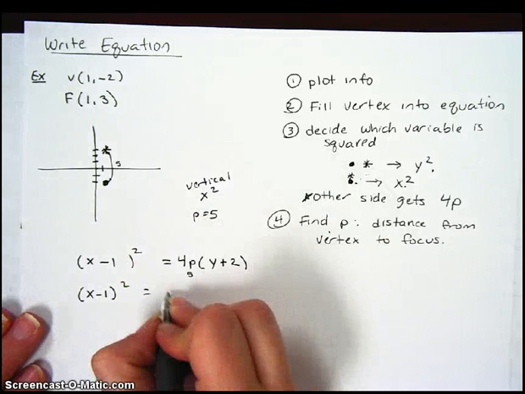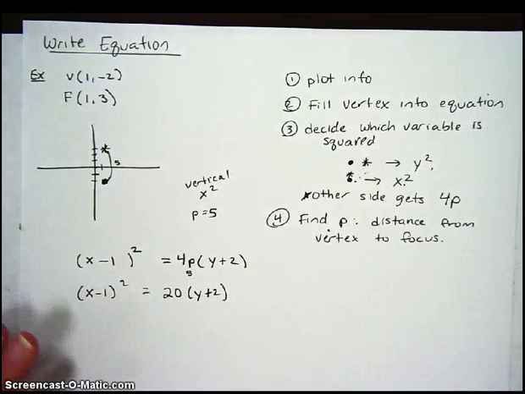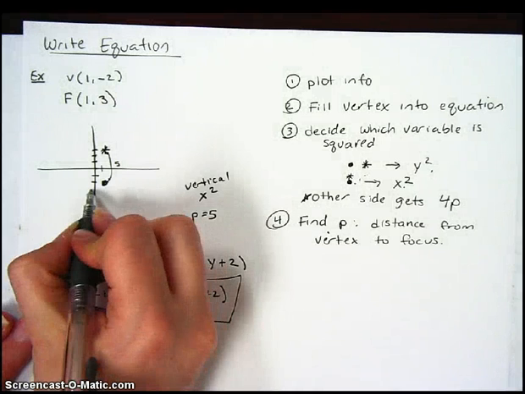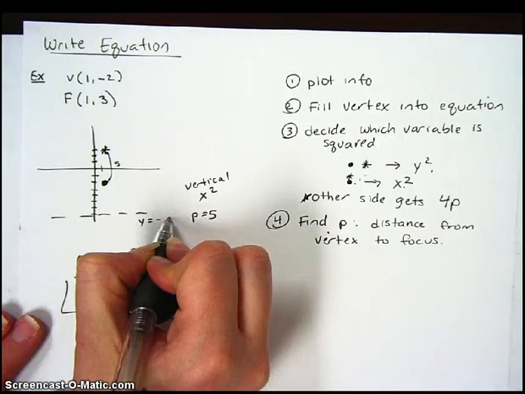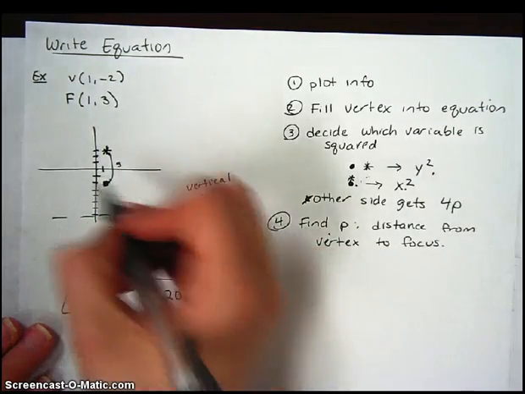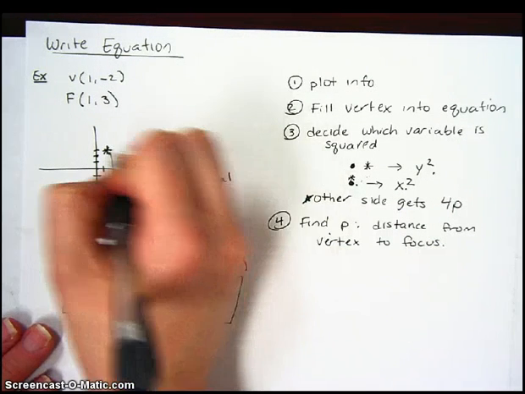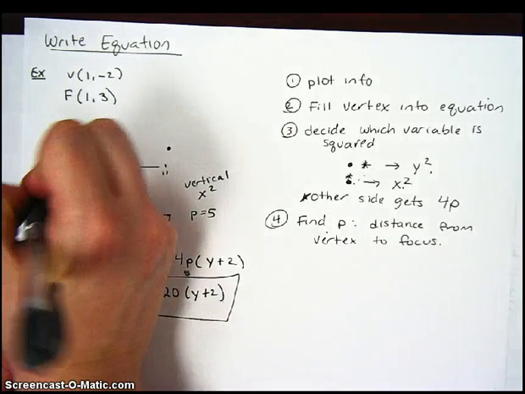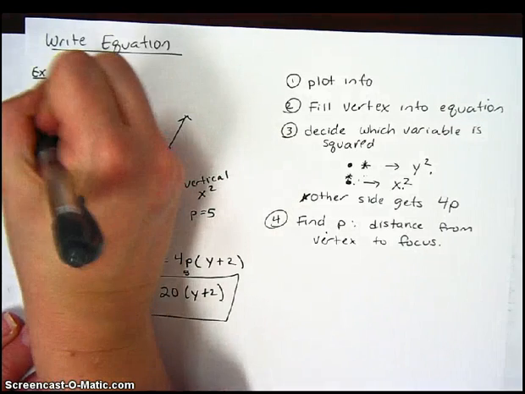So 4 times 5 is 20, and then we'll have (y plus 2). That is my equation. We can go ahead and finish our graph. We know that since we went up 5 for my focus, we can go down 5 for my directrix, which would have the line y equals negative, let's see, 7. And then if we want to finish plotting our points, since we go up 5 to get to my focus, we would go out 10 units to get to my other point. So this would be at the point 11. We go 10 this way, so this would be negative 9. Here I'm just guesstimating. And this would be a lovely wide parabola.